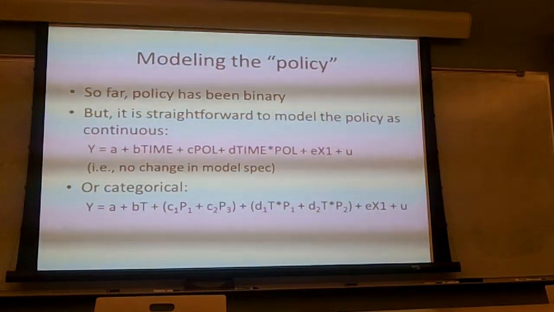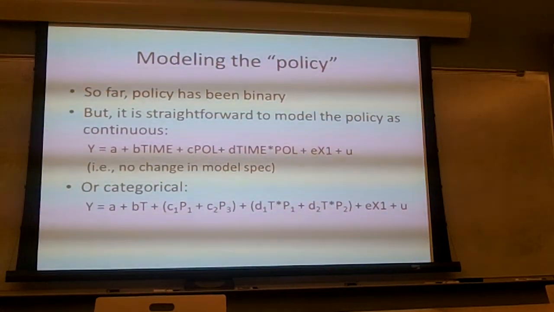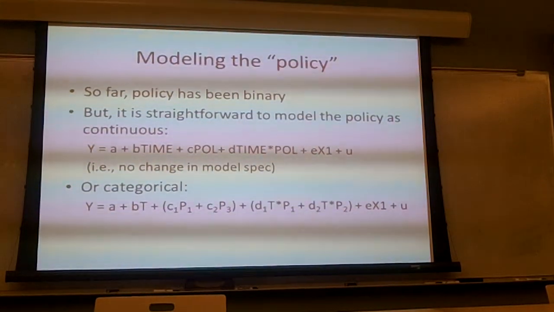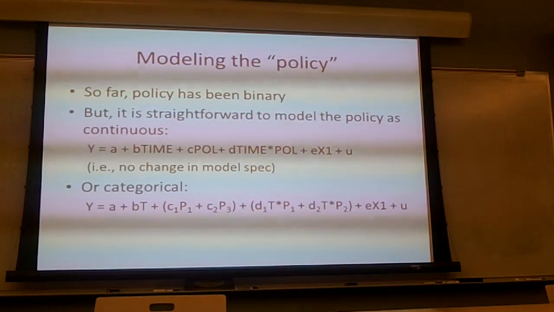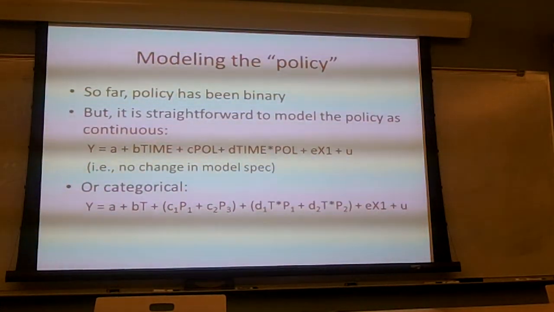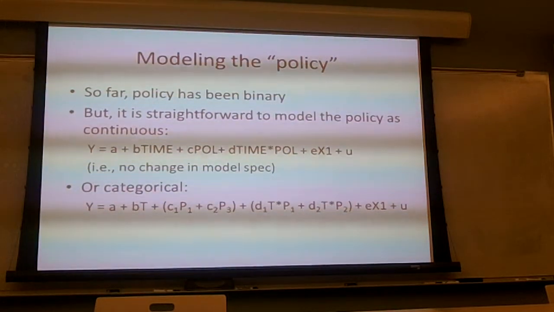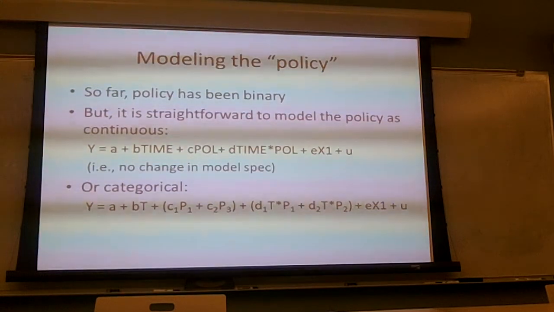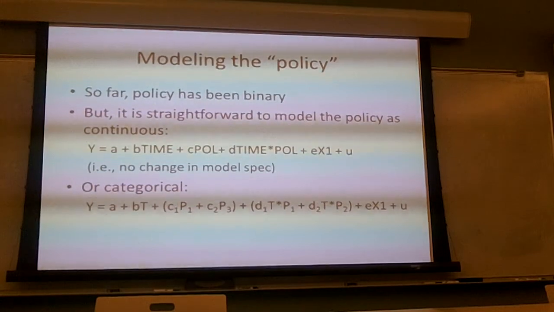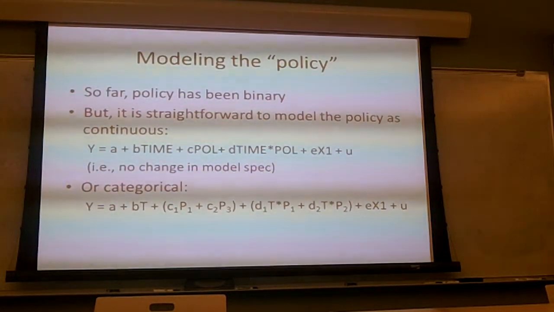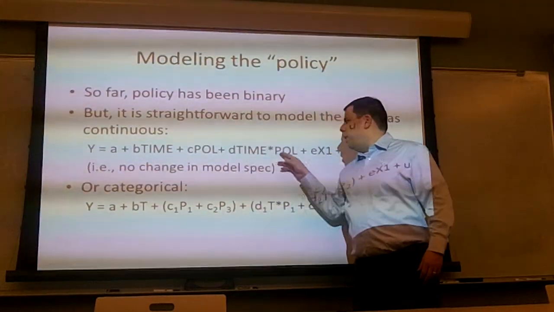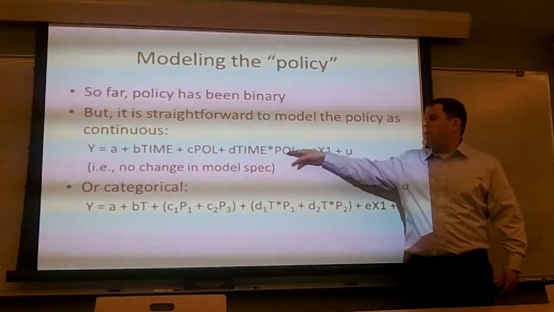Another point to point out is that so far, the policy has been a binary: did you get the policy or not? It's trivial to modify that to make this a continuous measure of the policy. You might think about a proportion exposure, how much of the policy did you get? 0%, 20%, 50%. I suppose it could be any kind of continuous variable, but usually it's just a binary. Sometimes it's a fraction, and then you don't actually change anything. The impact now is a function of D, which represents a 100% change in the policy.